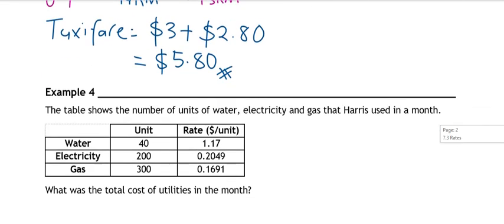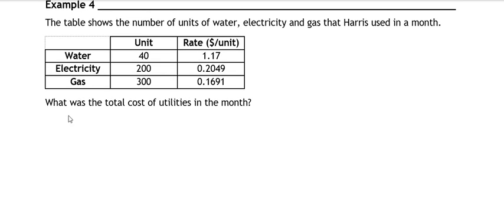Now let's have a look at the final example over here. Example number 4, the table shows the number of units of water, electricity, and gas that Harris used in a month. So here you have water and electricity and gas, and you are told mainly the units over here, and the rate for each unit is, for example, water $1.17 per unit, for electricity 0.2049, and for gas is 0.1691 per unit. Okay, so here what was the total cost of utilities?